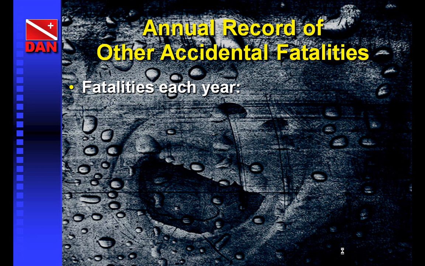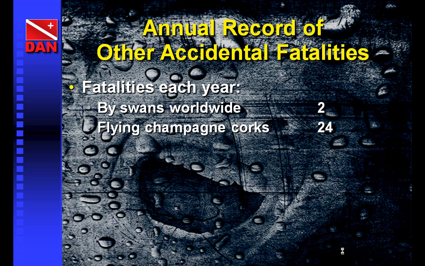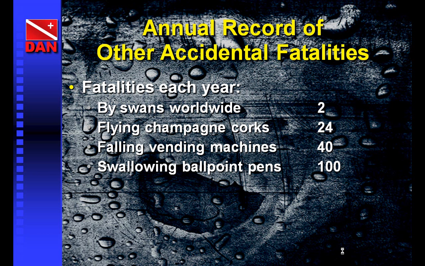Now, let's put all of this in perspective and compare it to other things. For example, each year, 2 people are killed by swans. I didn't realize swans were that dangerous. And 24 people are killed by flying champagne corks. So it's probably just as dangerous to go to a wedding reception as it is to do some of the diving we've been talking about. 40 people are killed by falling vending machines. You've probably been in a hotel when somebody put their money in and grabbed that and shook it back and forth trying to get their goodies out of there. And about 100 people are killed swallowing ballpoint pens.